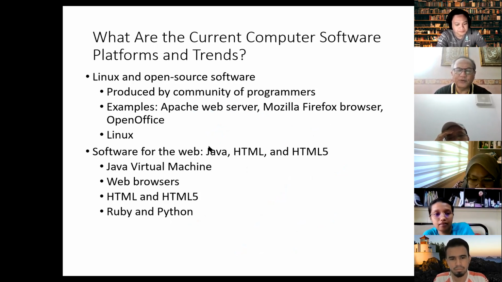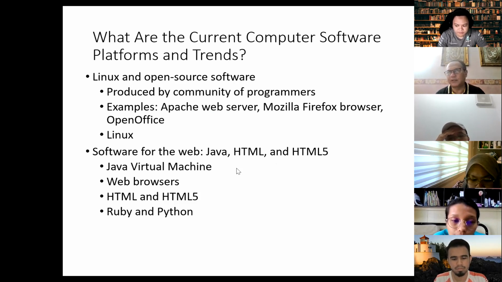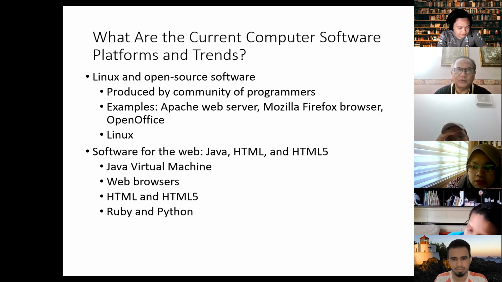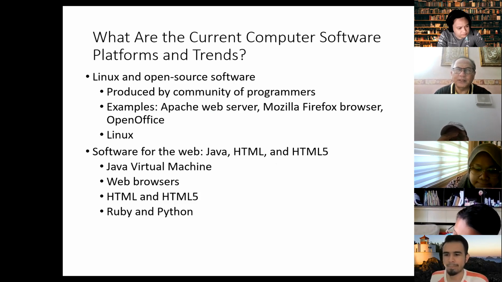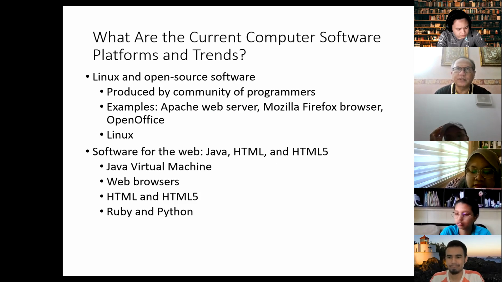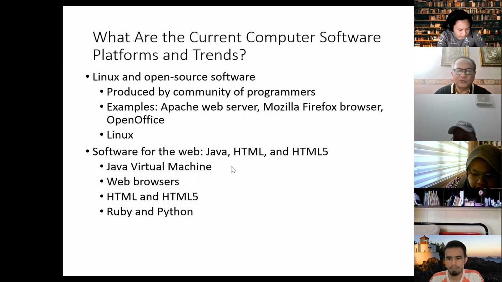And then software for the web, we have today Java, HTML, HTML5. Java virtual machine is more towards portability. Portability meaning that if you program the software on, say, the Microsoft platform, MS-DOS or Windows platform, it is portable. You can also reuse the same program in a Linux operating system. So that is the portability of the Java virtual machine.